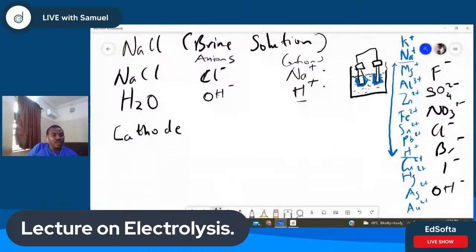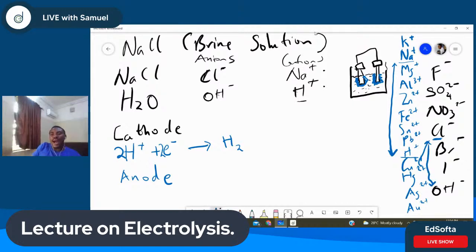And for the reaction at the cathode, the electron is at the left side. So you have two H plus plus two electrons giving H2. Your H2 is discharged. Then at the other end, at the anode, we know that's where the anions are going, so Cl minus is going to be discharged, because the distance is not much, and usually it is the higher one that is discharged. So this is an exception to the rule.